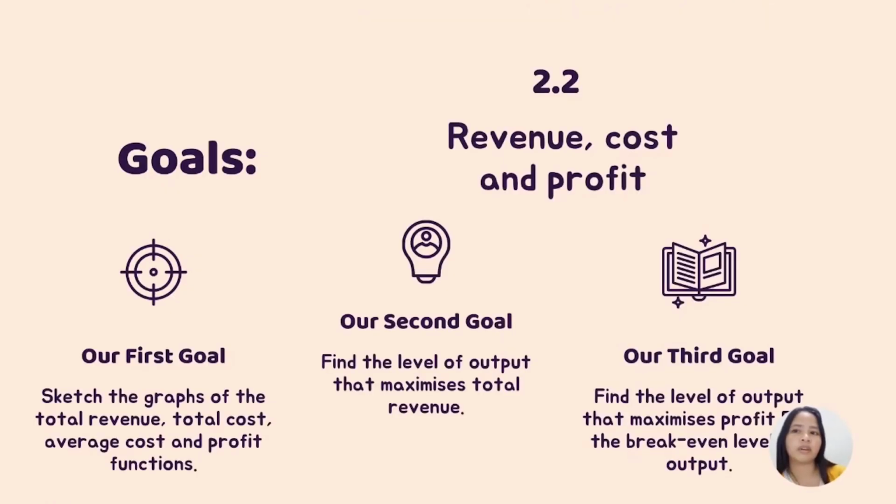Next is the revenue, cost, and profit. So our first goal here is to sketch the graph of the total revenue, total cost, average cost, and the profit function. Second goal is to find the level of output that maximizes the total revenue. Our third goal is to find the level of output that maximizes profit. And our fourth goal is to find the break-even levels of output.